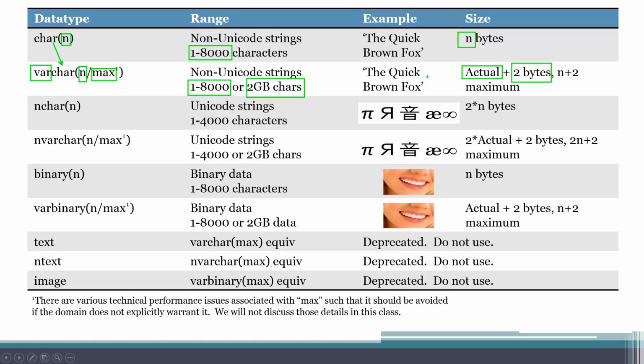So we would actually save 19 bytes of space using a varchar over a char.